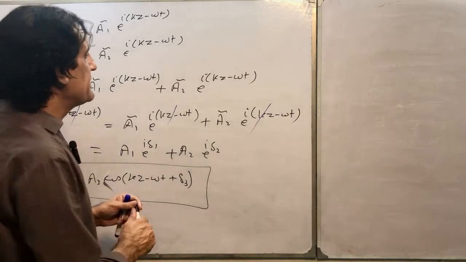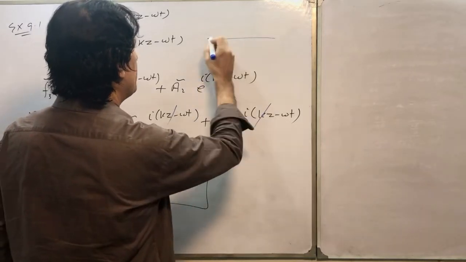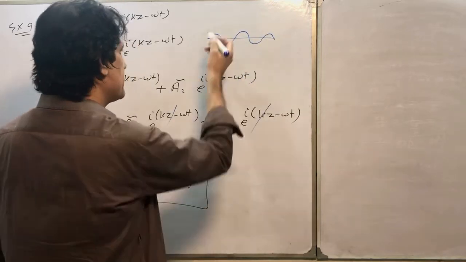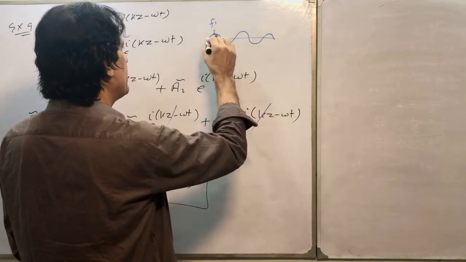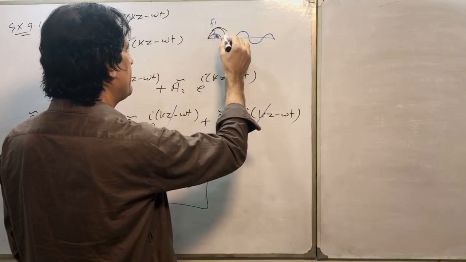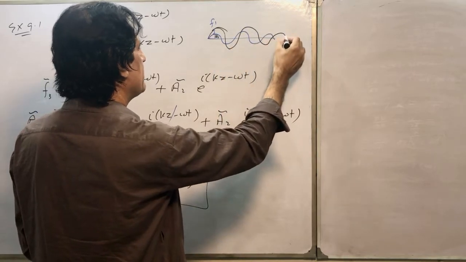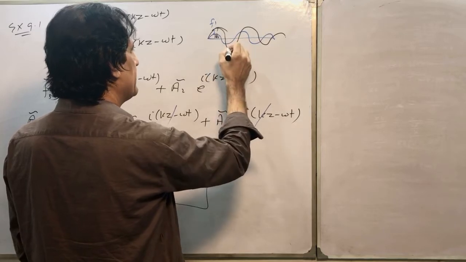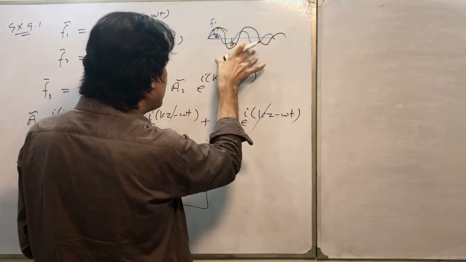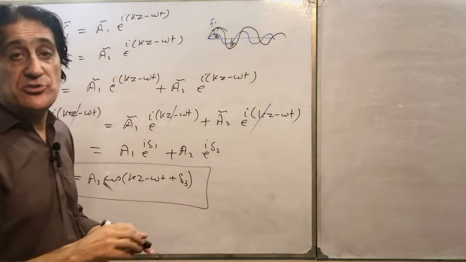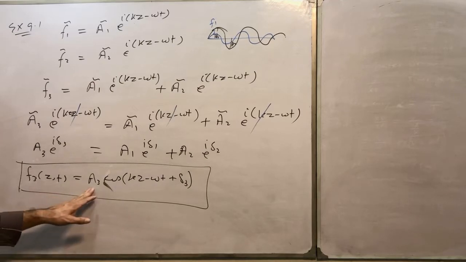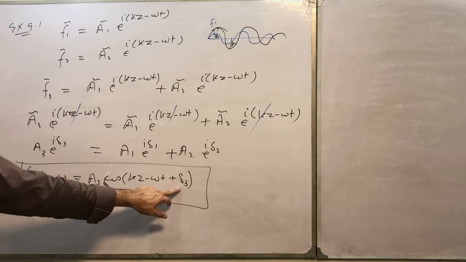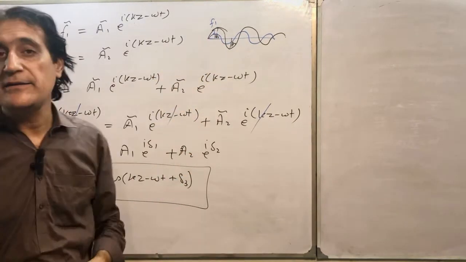We can consider two waves. For example, one wave in this form is F1, which has amplitude A1. We have another wave like this, which has amplitude A2. Then the combination of these waves must have a different amplitude. So the superposition of F1 and F2 must have a different amplitude, and we can say that this will be A3. And the phase constant is also different, with delta 1 and delta 2.